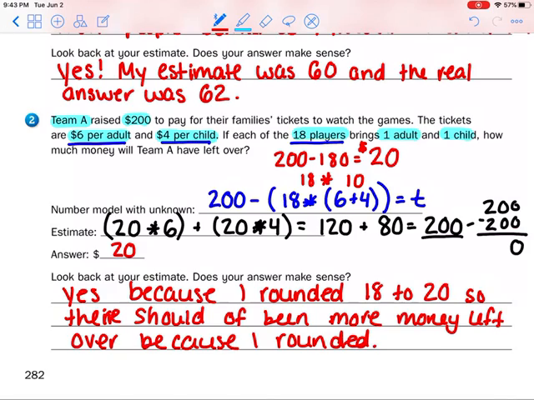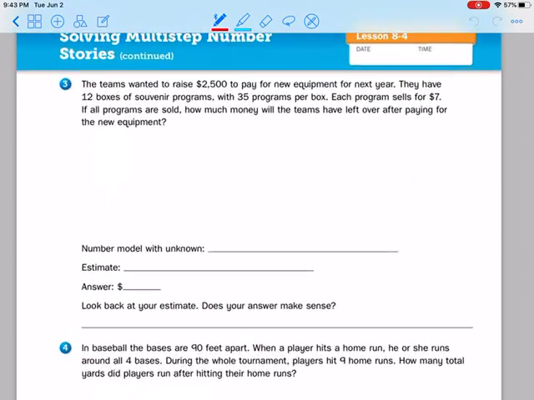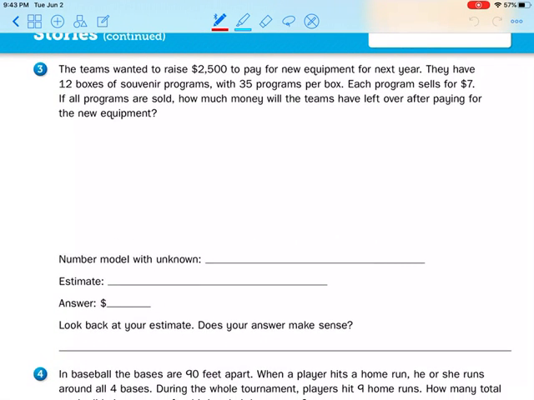Okay, this was the first page. Let's do the second page. There's only 2 more questions on this second page. Okay, so number 3. The teams wanted to raise $2,500 to pay for new equipment for next year. They have 12 boxes of souvenir programs with 35 programs per box. Each program sells for $7. If all of the programs sold, how much money will the teams have left over after paying for the new equipment? So let's highlight our important information.